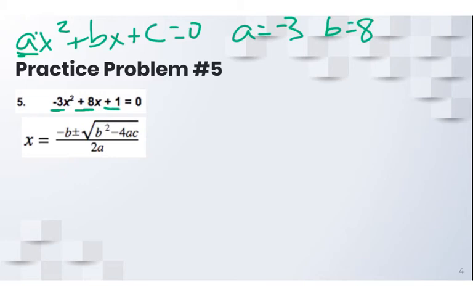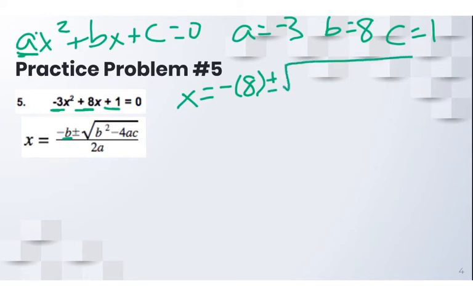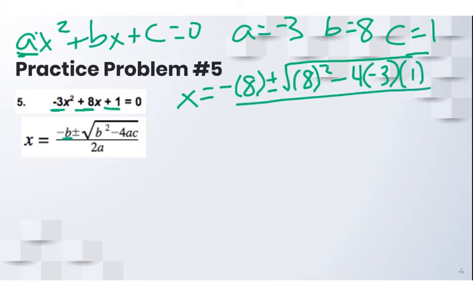And my c value is a +1. And now I'm just going to plug that right in. X equals negative, and instead of b, I'm going to put in 8, plus or minus the square root of b squared, so that would be 8 squared, minus 4, and then a is -3, and c is a +1. Okay, all divided by 2 and a, again, is negative 3.